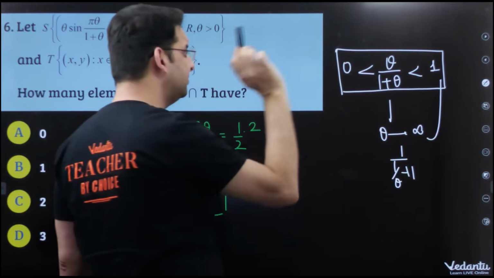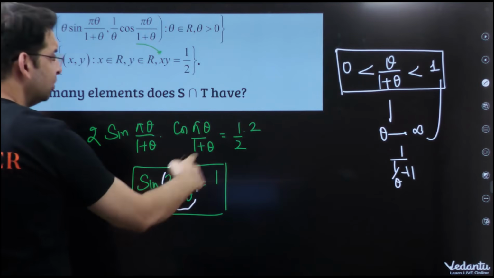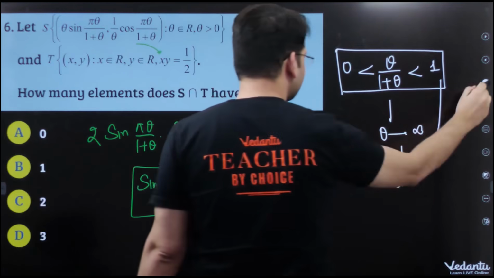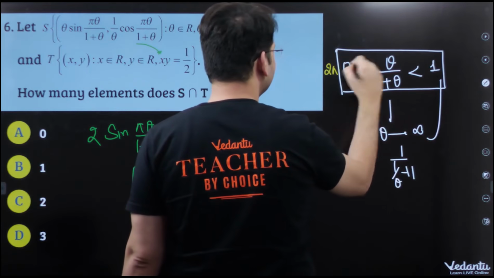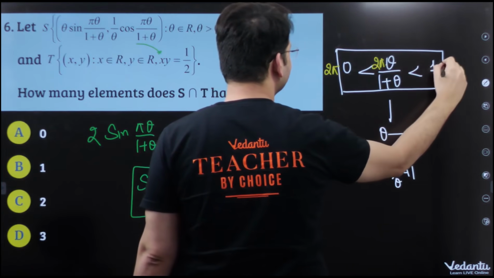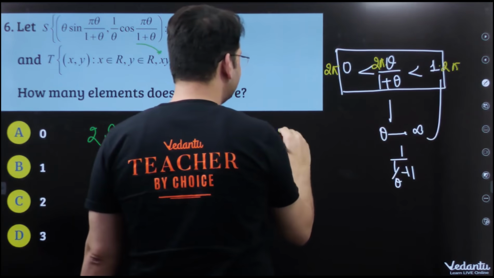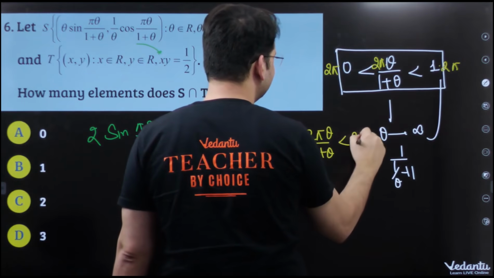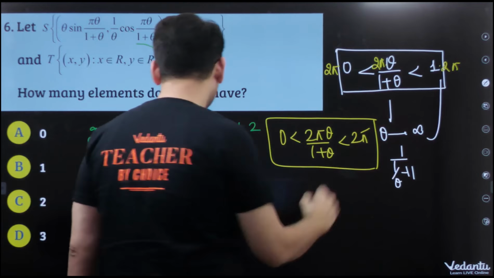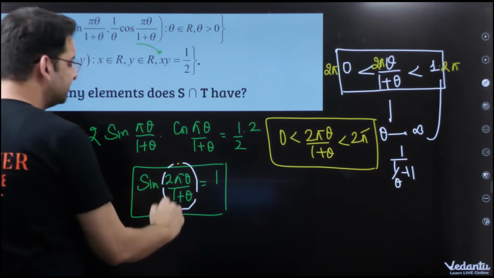This is one thing which had. अगर ये आ गया, 2 pi से मल्टीप्लाई कर दो, दोनों को 2 pi से मल्टीप्लाई कर दो. So that means 0 is less than 2 pi theta upon 1 plus theta, which is less than 2 pi. तो यार ये जो एंगल है ना, ये एंगल 0 से 2 pi के बीच में है.